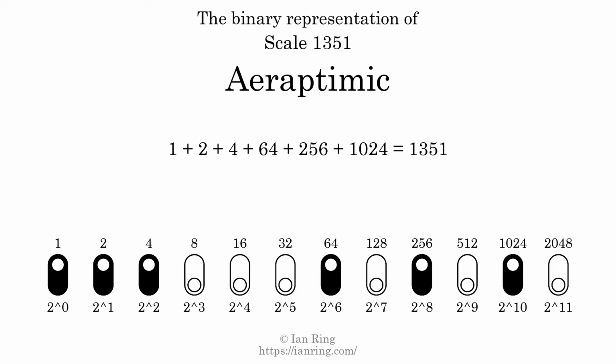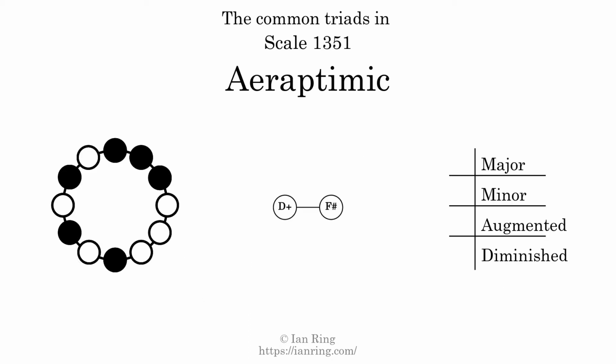The scale number not only enumerates the scale with a unique index, but it also literally describes the tonal content of the scale. Represented as a binary number in base 2, the scale number is 01010100011. Here are the common triads present in this scale.